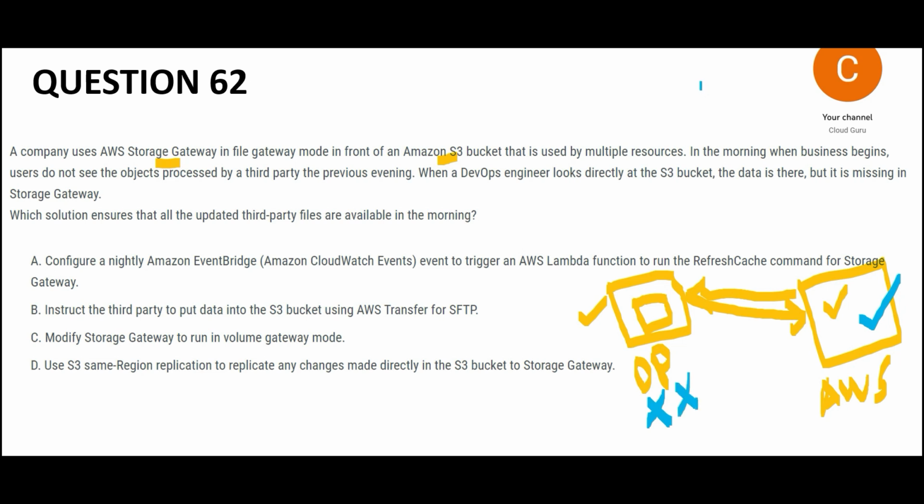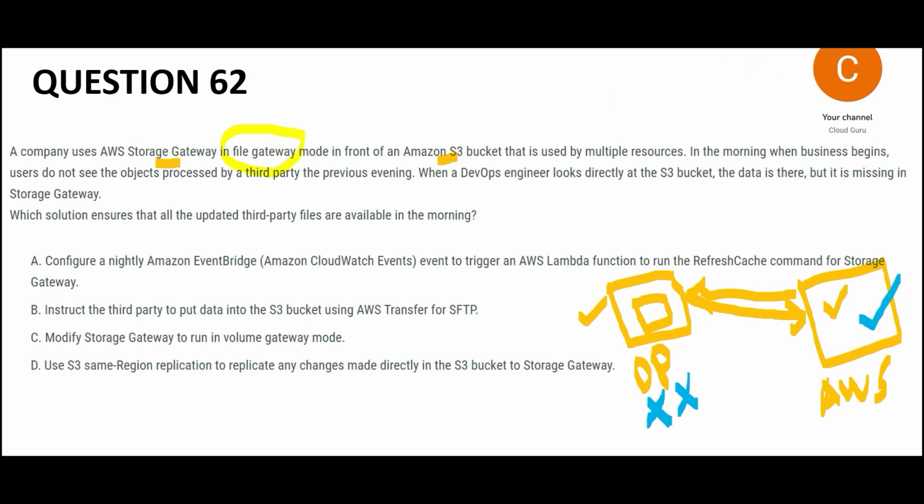So what should we do now? In order to make it visible, what should we do out of these four options? If you look at C, it is saying that you convert Storage Gateway. Storage Gateway currently is used in file gateway mode.